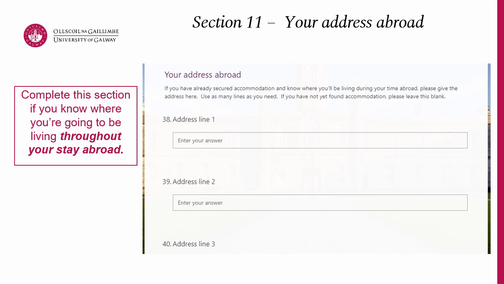The final section of the mobility assessment concerns your accommodation abroad. The University of Galway is obliged to keep a register of overseas students that includes their addresses in their host countries. If you already know where you're going to be staying during your mobility period, please give the address here. If not, leave this section blank and we will be in touch with you later.